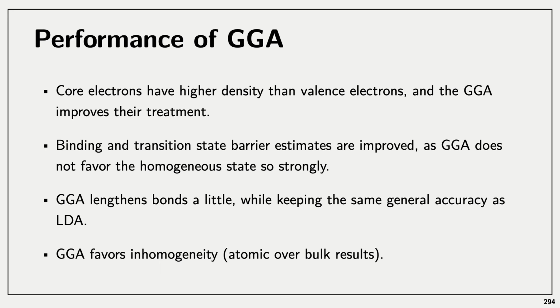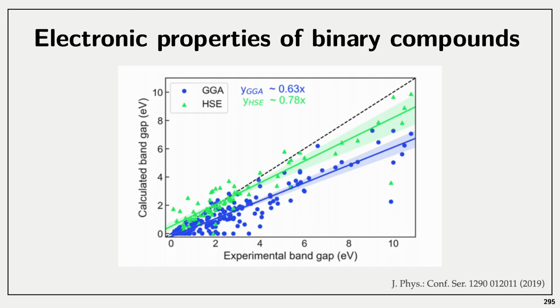Now, if we look at band gap, just to confirm what I told you, the band gap of GGA is still significantly underestimated, up to 50%. We see this in this plot. This is the typical plot I've shown you before, where we compare the experimental band gap with the calculated band gap. If we had 100% accuracy, all the data points would be on the bisector, the dashed line.